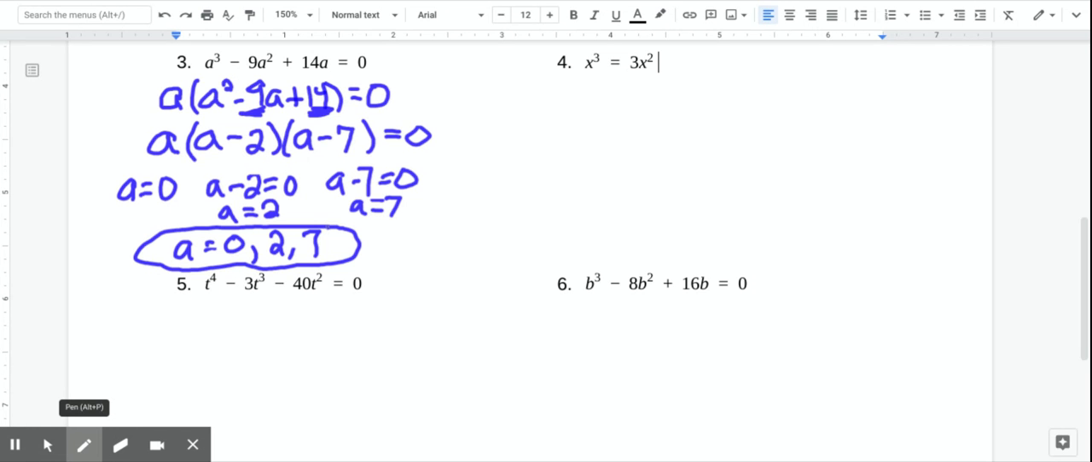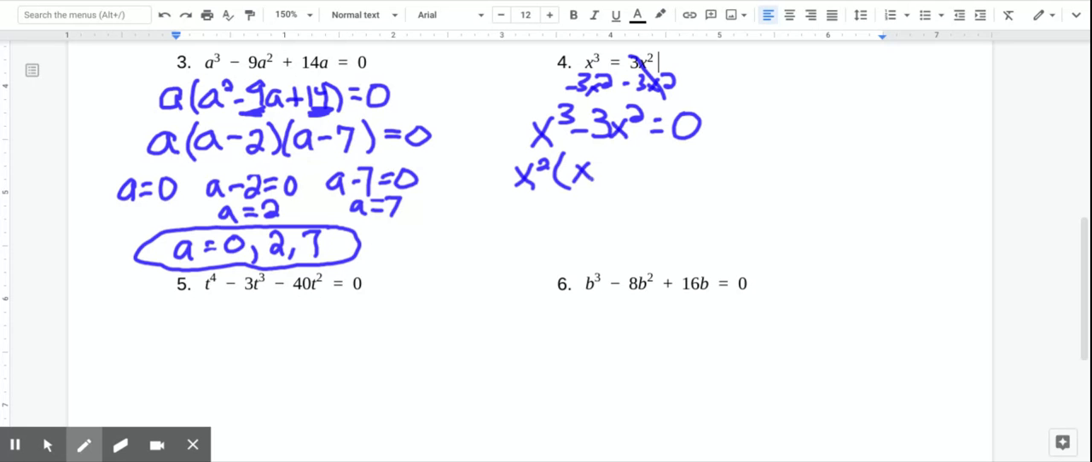Now, the only way that this method works is if it's equal to 0. So the first thing I want to do is subtract the 3x squared from both sides. Okay, that's my cursor, that's not anything we have to worry about in the problem. So we get x cubed minus 3x squared equals 0. Then I'm going to factor out my GCF, which is x squared. That leaves me with x minus 3. Then I'm going to set those both equal to 0.